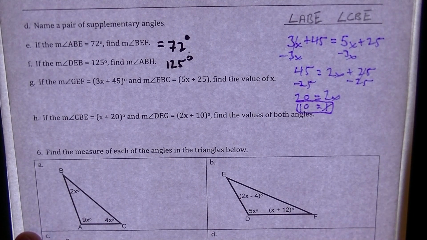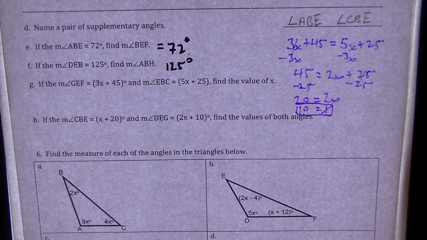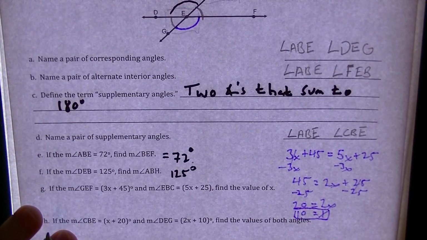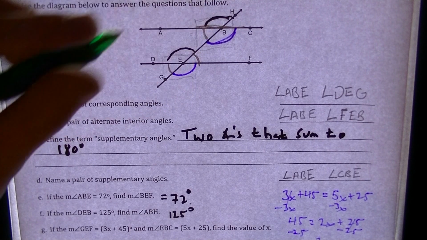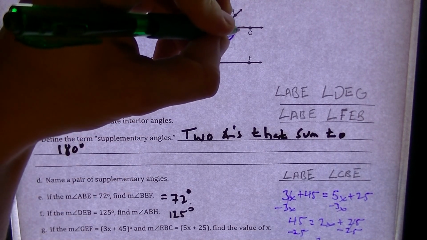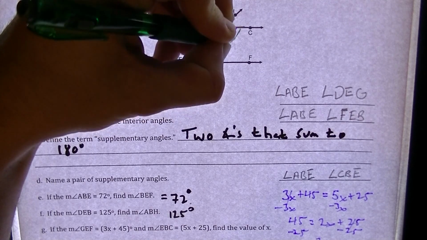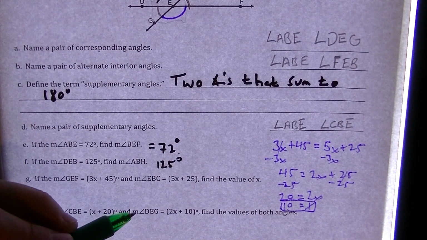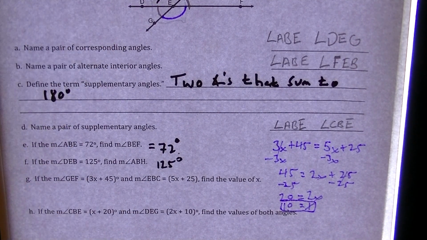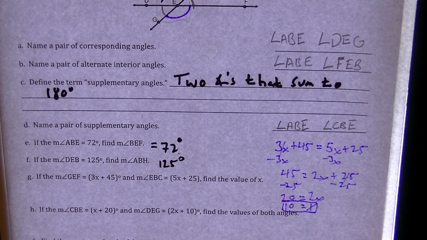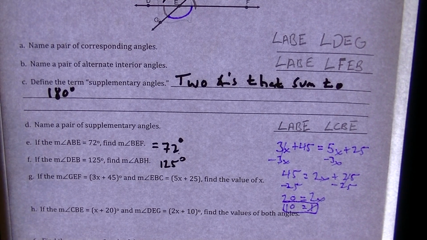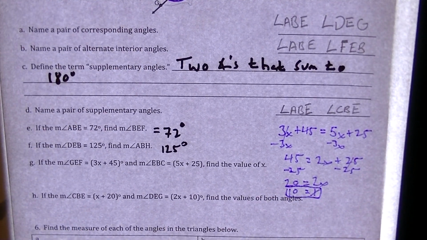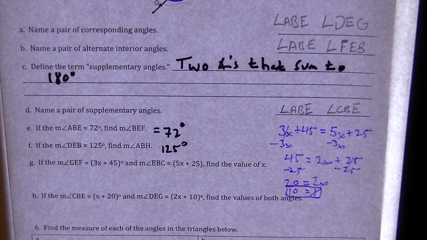One more on this before we're on the final section. If the measure of, and we'll do our last color, just ran out of colors. If the measure of angle CBE, so now I'm going to do CBE in green. If the measure of angle CBE and angle DEG, ooh, I could use these colors better. CBE and DEG are equal to these two expressions. Find the value of both angles.